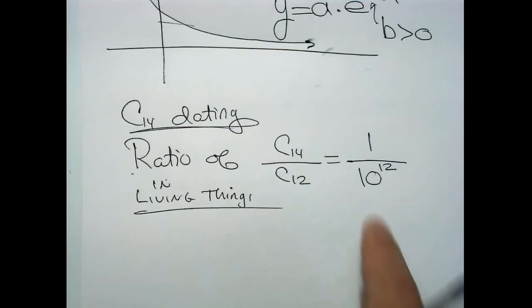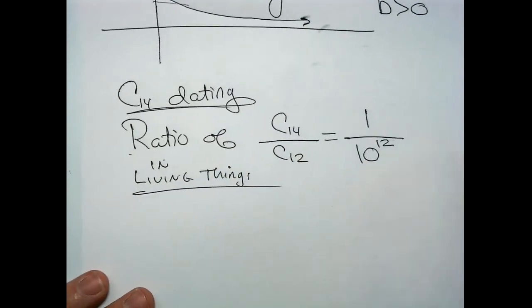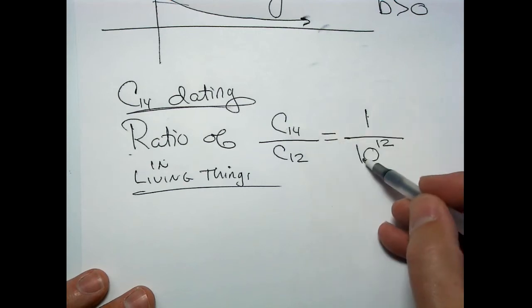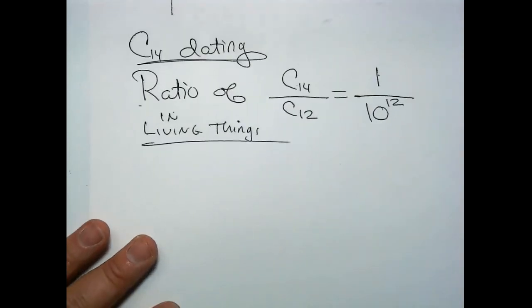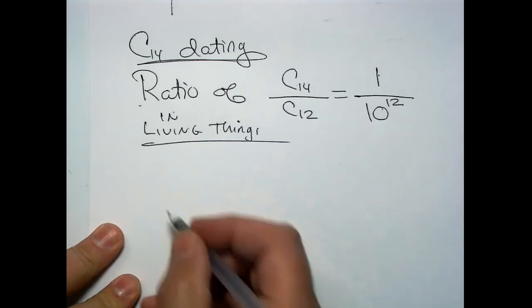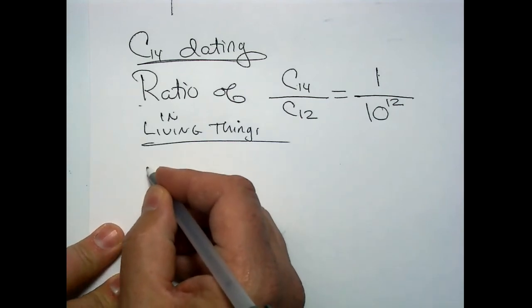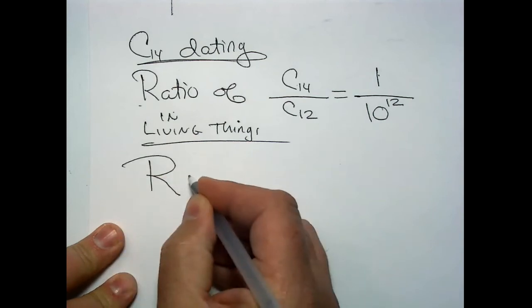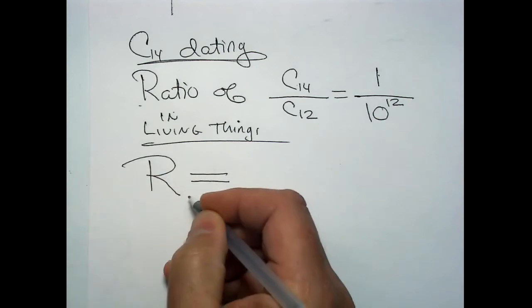Okay. When you end up digging up the woolly mammoth, you notice that you only have 1 part of carbon-14 for every 10 to the, let's say, 14th parts of carbon-12. So you've got a much smaller ratio. The question is, how old is this? Now the model for carbon-14 dating is that the ratio at any given moment can be modeled this way.